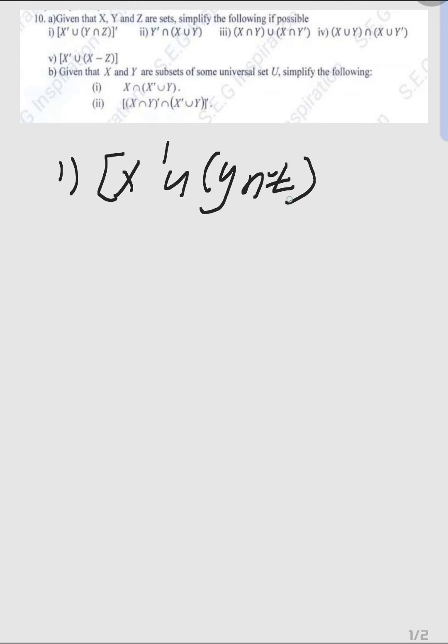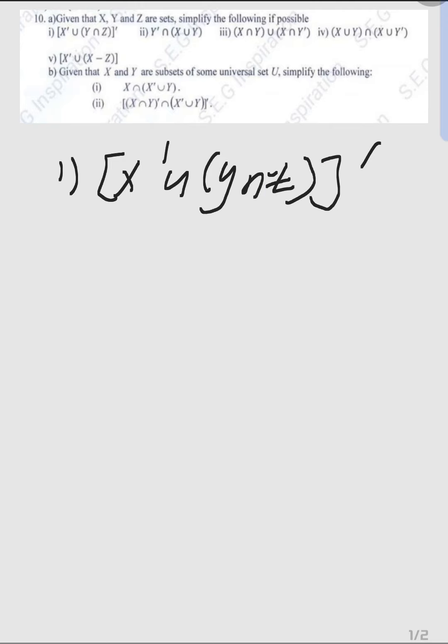So let's do these more questions on set theory. So let's start with A, question 10A. So we have x complement union y intersection z, all complemented.